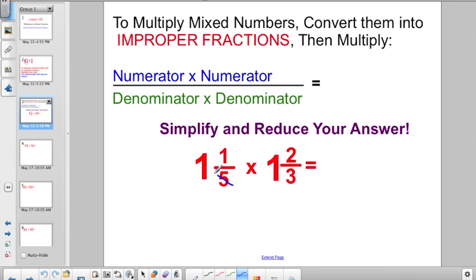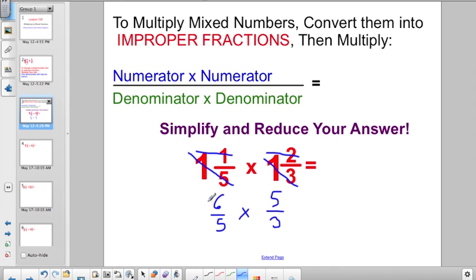Start at the denominator. 5 times 1 is 5. Plus 1 more is 6. So I have 6/5. And then on to the other one, starting always at the denominator. 3 times 1, that's 3. Plus 2 more, hey, that's 5. And the denominator of 3 will still be the denominator you use in the improper fraction.